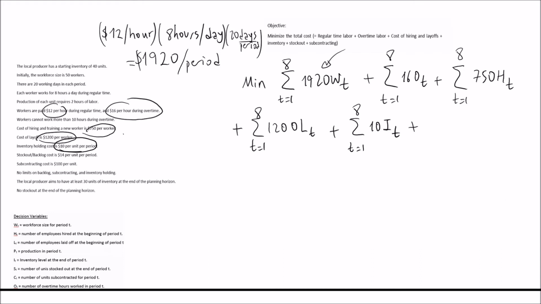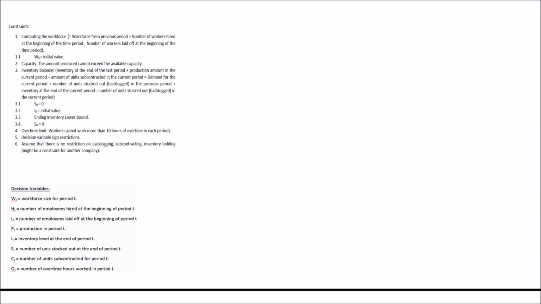Next, stock out. Stock out cost is $14 per unit per period. Summation T from 1 to 8, 14. Stock out is represented by ST, and the last one is T from 1 to 8. Subcontracting. How much do we pay for subcontracting? $100 per unit. Subcontracting is CT. So therefore we have our objective function formulated, and we have all of these cost components available in this function. So next step is the constraint set.